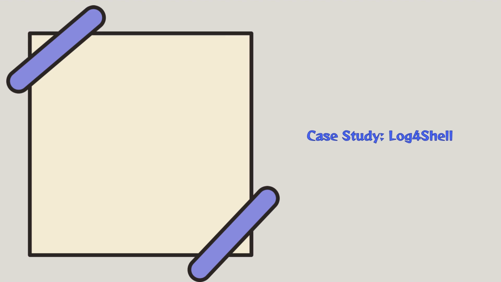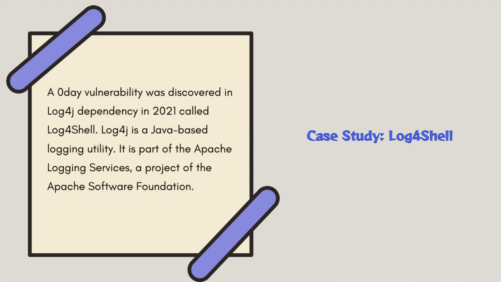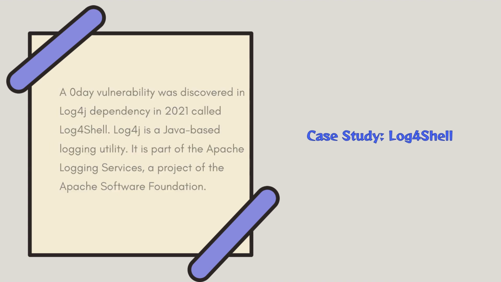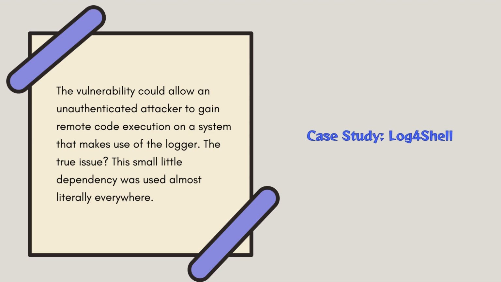Case study, Log4Shell. A zero-day vulnerability was discovered in the Log4j dependency in 2021 called Log4Shell. Log4j is a Java-based logging utility. It is part of the Apache Logging Services, a project of the Apache Software Foundation. The vulnerability could allow an unauthenticated attacker to gain remote code execution on a system that makes use of the logger. The true issue? This small little dependency was used almost literally everywhere.